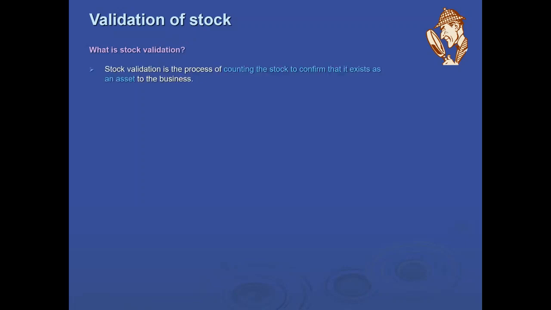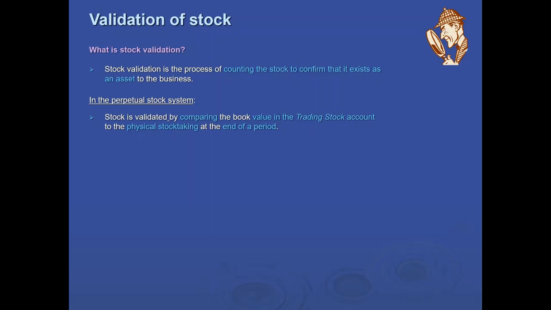This video is an introduction to the validation of stock. So the first obvious question is, what is stock validation? Stock validation is the process of counting the stock to confirm that it exists as an asset to the business. In the perpetual stock system, the stock is validated by comparing the book value in the trading stock account to the physical stock taking at the end of a period.